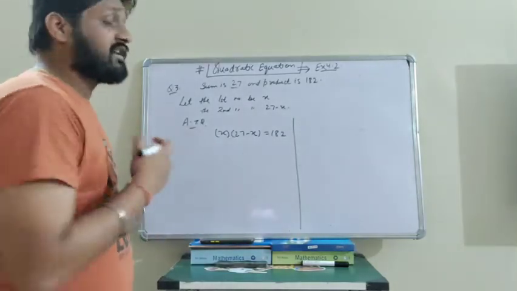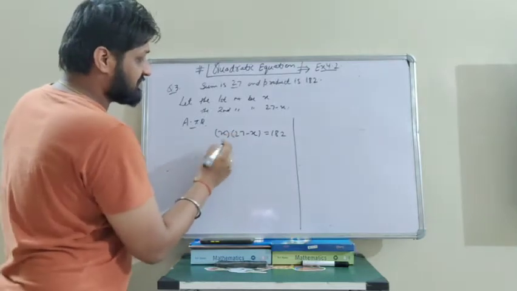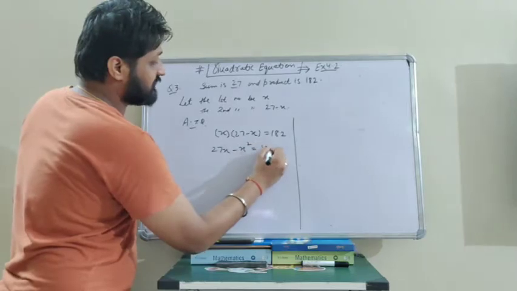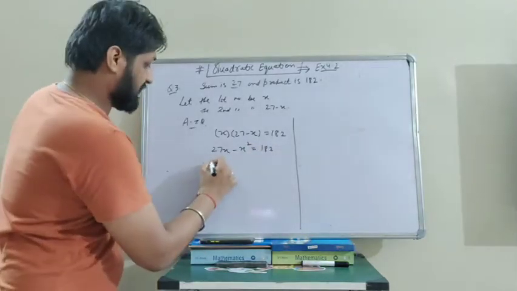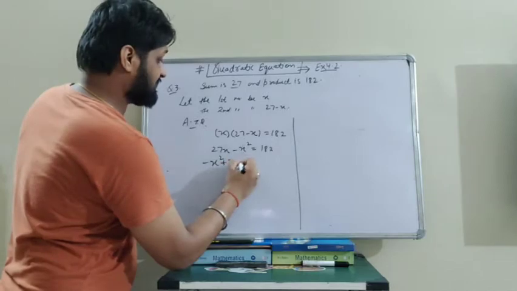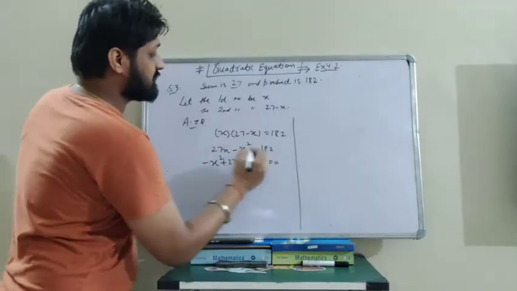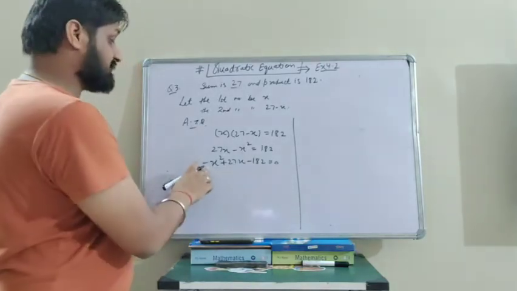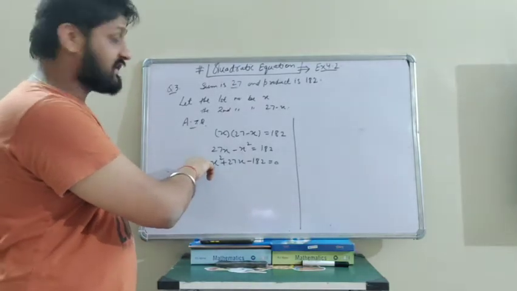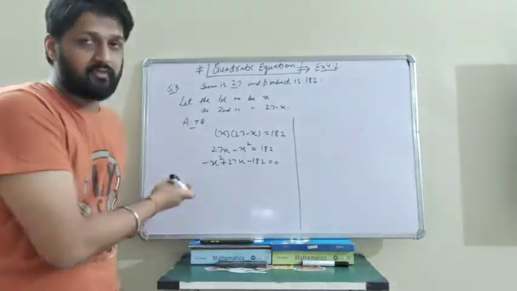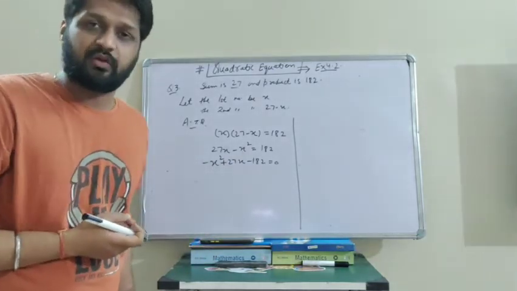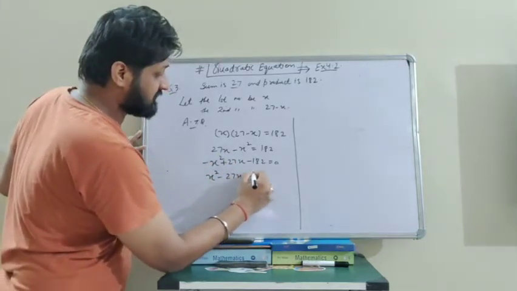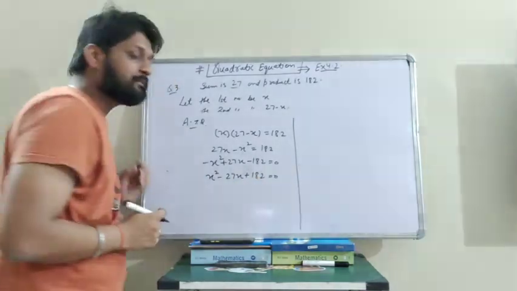Now let's do the multiplication. x multiplied by 27 is 27x minus x square is equal to 182. Let's write in the general form. So minus x square plus 27x minus 182 is equal to 0. When 182 comes to the left hand side, the sign will change. Now as x square is negative, let's take the negative common in order to make the x square positive. So we can write it as x square minus 27x plus 182 is equal to 0.